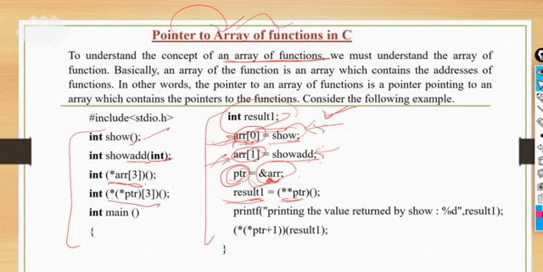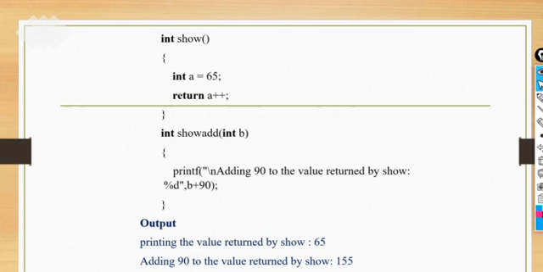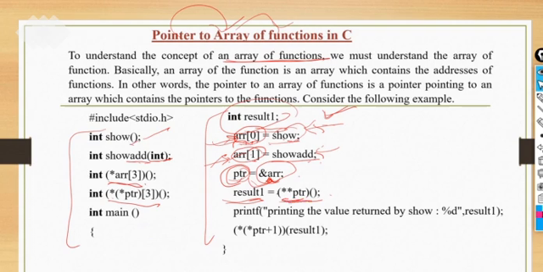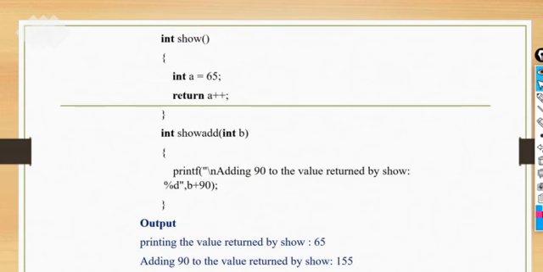We have used a double pointer here. Why is it so? PTR as a double pointer we have used here. In the same manner, first it will go to PTR. What does PTR have? The array address. So it will go to the 0th index of the array. What is it having? Show. So now it will go to the part where the show definition is there.